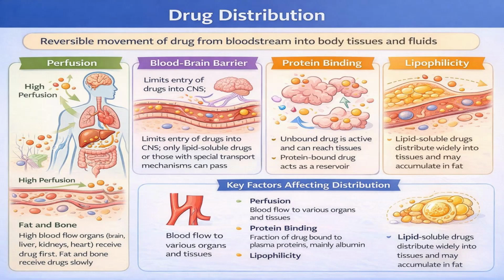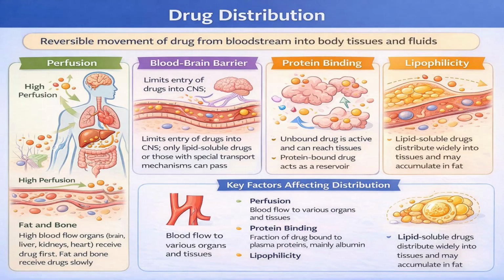Next, we move to distribution. Distribution refers to the reversible movement of a drug from the bloodstream into body tissues and fluids. One of the most important factors affecting distribution is blood flow. Organs with high perfusion, such as the brain, liver, kidneys, and heart, receive drugs first. Poorly perfused tissues, such as fat and bone, receive drugs more slowly.